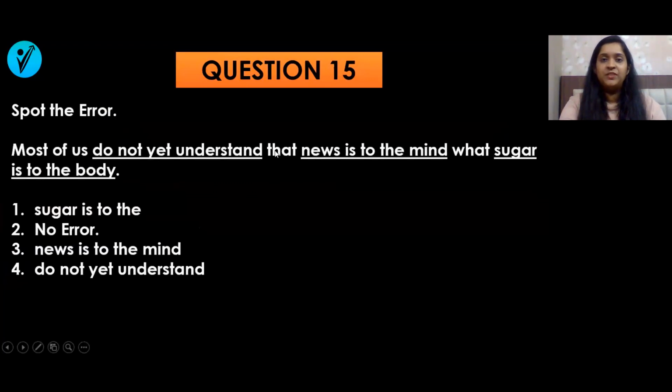All right, question number 15. This is an interesting one. Another spot the error question. Most of us do not yet understand that news is to the mind what sugar is to the body. This is in perfect parallelism and there is no error in this sentence. So it is option 2.